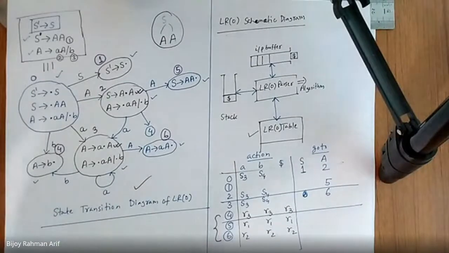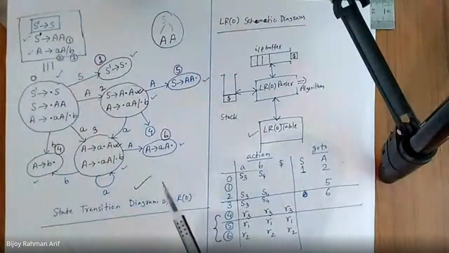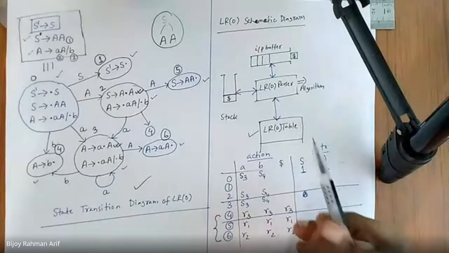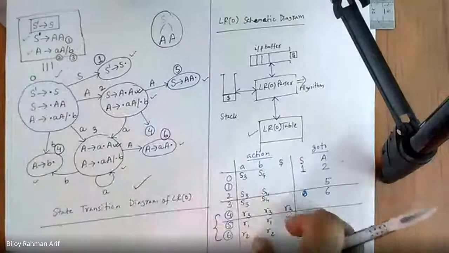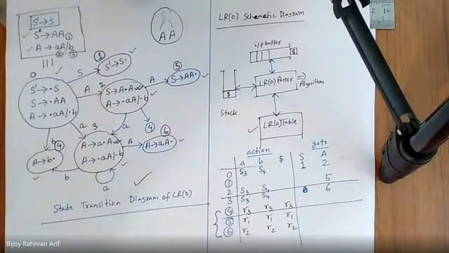Now we have taken another example and completed the LR0 state transition diagram in the same way. Then what? Then we convert this diagram to a table for our convenience. So what is the table? Here, the table is like this.